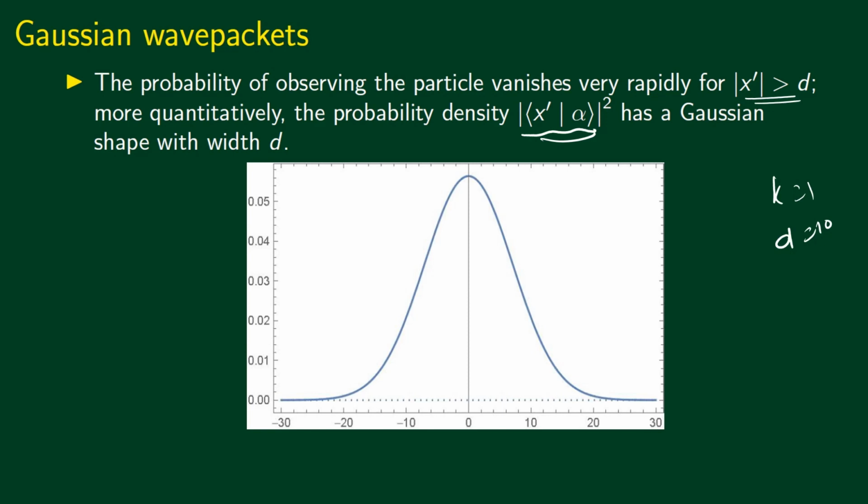Or we can say that the probability of observing the particle is maximum at x prime equal to 0. And beyond x prime equal to d, which is 10 in this case, the height of this curve decreases rapidly, or the probability of finding the particle decreases rapidly. So at the center, there's a maximum probability of observing the particle, which is represented by this sort of Gaussian wave function.